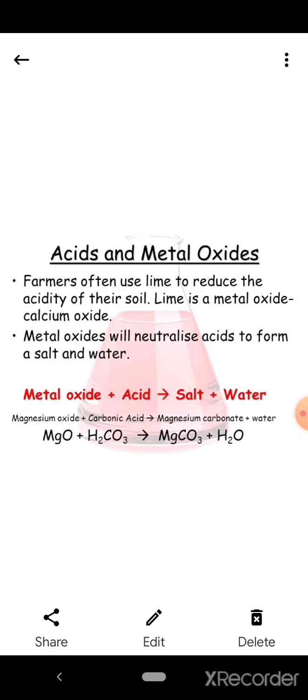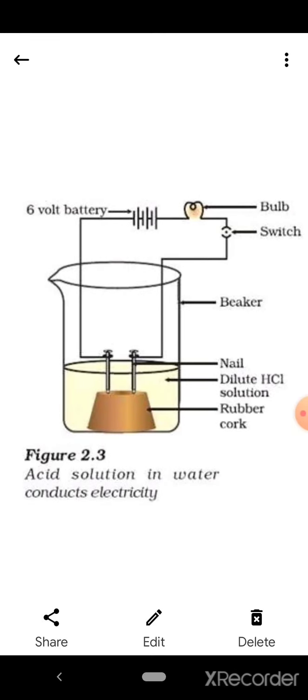See, acids and metal oxides. Farmers often use lime to reduce the acidity of their soil. Lime is a metal oxide, calcium oxide. Metal oxides will neutralize acids to form a salt and water. Metal oxide plus acid gives you salt plus water. Or you can consider magnesium oxide plus carbonic acid, that is MgO plus H2CO3 gives you magnesium carbonate, that is MgCO3, plus water, that is H2O. Now we will see what all acids and all bases have in common.